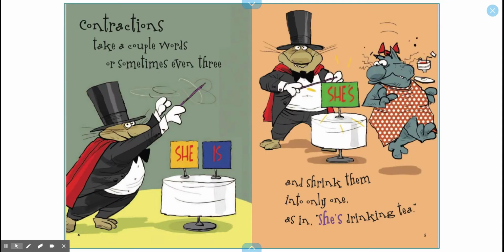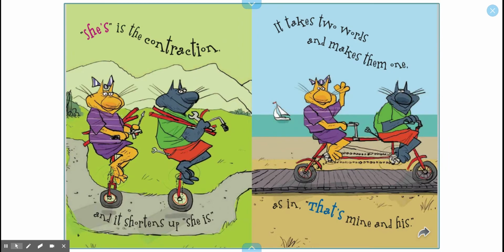Contractions take a couple words, or sometimes even three, and shrink them into only one, as in she's drinking tea. So she is, take out the I, add an apostrophe and the S. She's is the contraction, and it shortens up she is. It takes two words and makes them one, as in that's mine and his.